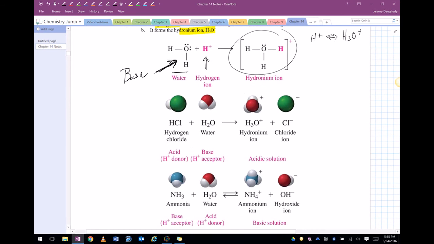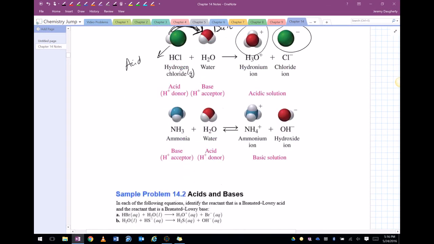Here's a good example with hydrogen chloride, which if it's a gas, we call hydrogen chloride. As soon as it becomes aqueous, we call it hydrochloric acid. So here's the proton. It's going to go to the water. It's going to leave chloride all by itself, and it's going to form hydronium ion. So the HCl would be the acid because it is donating the hydrogen ion. Water would be the base because it is accepting the hydrogen ion.